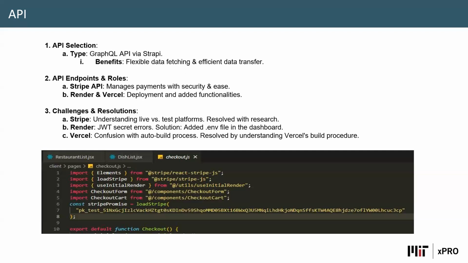Deploying offered its own set of unique challenges. With Render, I kept receiving errors regarding my token secret, my JSON token. It took a while to determine that Render offers a specific place on their dashboard to add the .env file. Once that was added, I was able to launch the backend successfully.